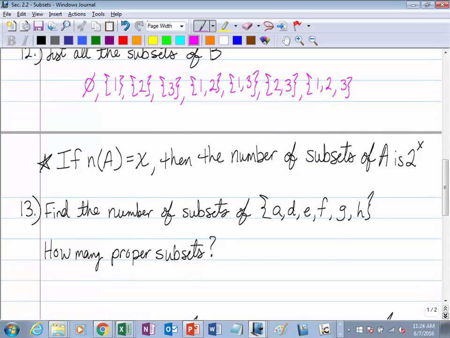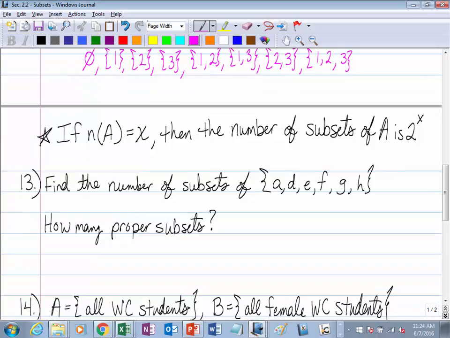All right, so find the number of subsets for this set. It has A, D, E, F, G, H. So the cardinal number, 1, 2, 3, 4, 5, 6. There are 6 elements in the set. So 2 to the power of 6 is equal to 64. You can do that on your scientific calculator. To the power of is the caret, if you didn't know.